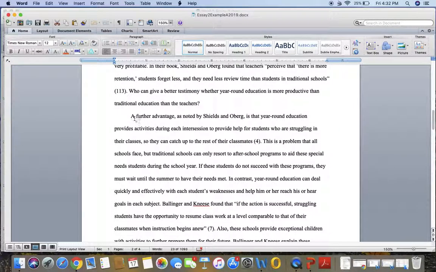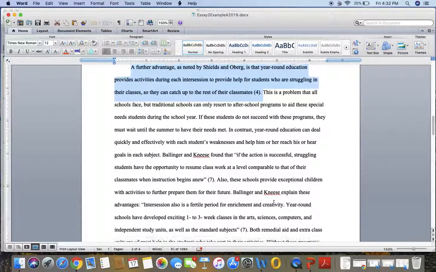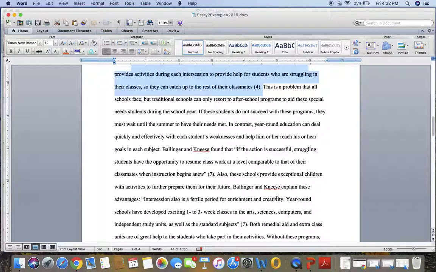And then for his next topic sentence, his next paragraph, he has a good transition. A further advantage, as noted by Shields and Oberg, is that year-round education provides activities during each intersession to help students who are struggling in their classes so they can catch up to the rest of their classmates. So he transitions to another reason that we should implement year-round education, and he provides more supporting quotes and paraphrases.